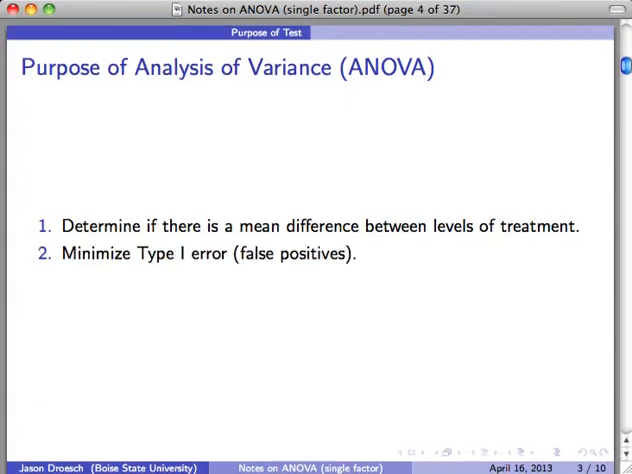Why else might we be doing this? Well, it's always an issue of having a false positive, so we want to minimize type 1 error. And you might be thinking, well, why don't we just apply some repeated use of the t-test, for example? But the issue that we run into there is that if we use the t-test a bunch of times, we actually build up type 1 error. And so we'll come back to that idea in a moment.